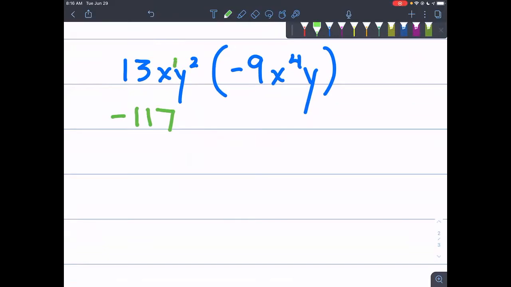Also, that y on the end there has an exponent also. And if we're multiplying x's, we add the exponents. Multiplying y's, add those exponents. So we've got x to the 5th, 1 plus 4. And we've got y to the 3rd.